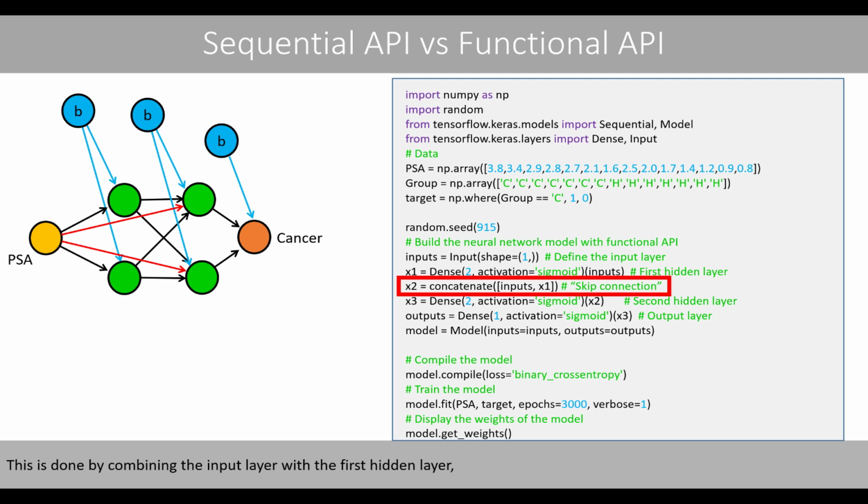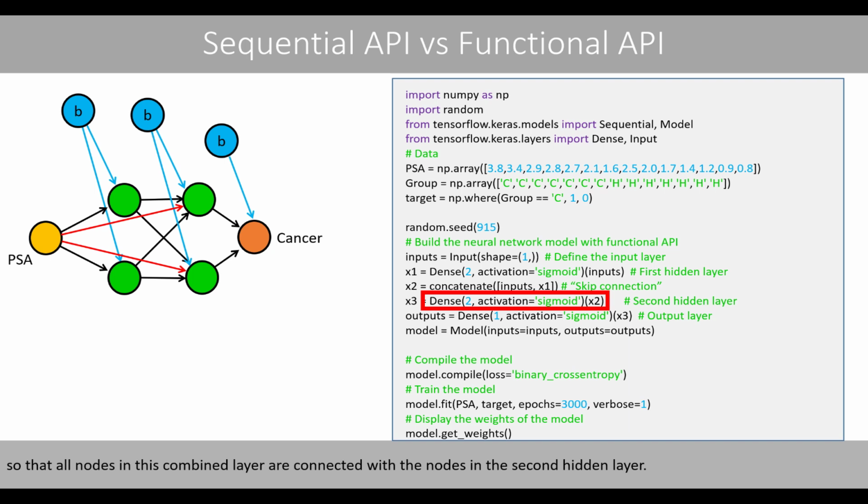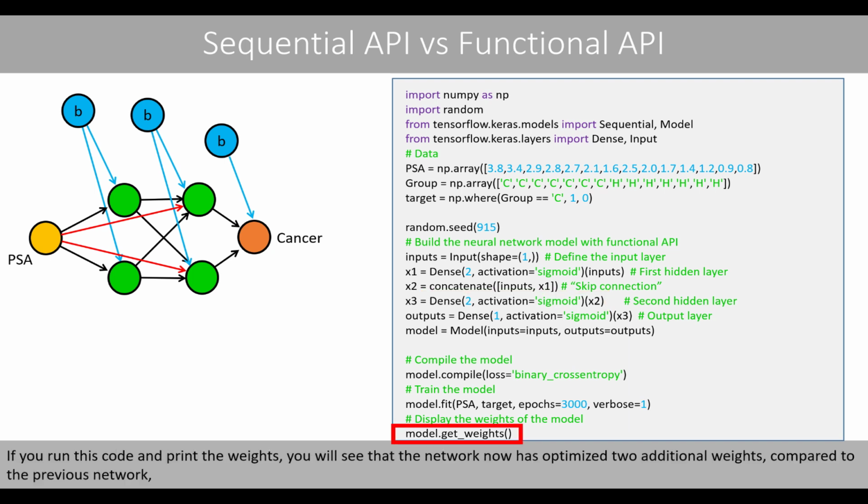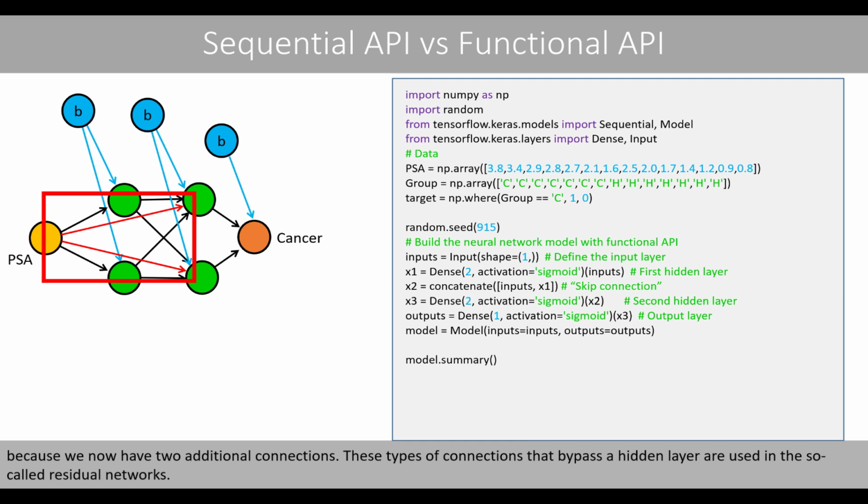This is done by combining the input layer with the first hidden layer, so that all nodes in this combined layer are connected with the nodes in the second hidden layer. If you run this code and print the weights, you will see that the network now has 2 additional optimized weights compared to the previous network, because we now have 2 additional connections. These types of connections that bypass a hidden layer are used in the so-called residual networks.